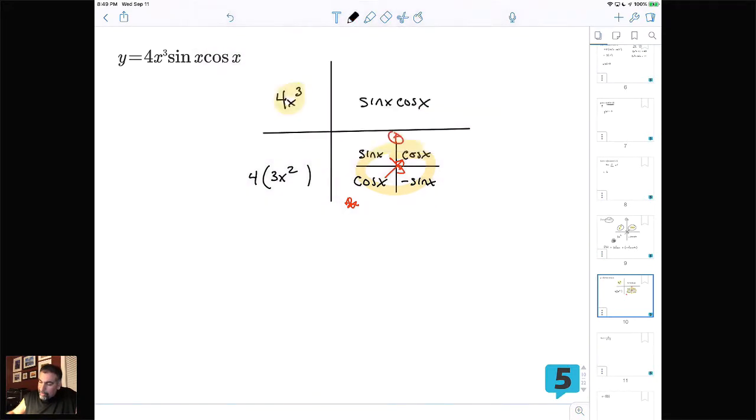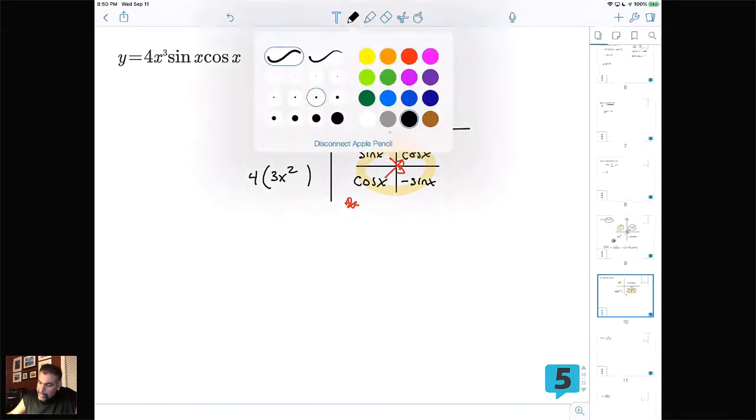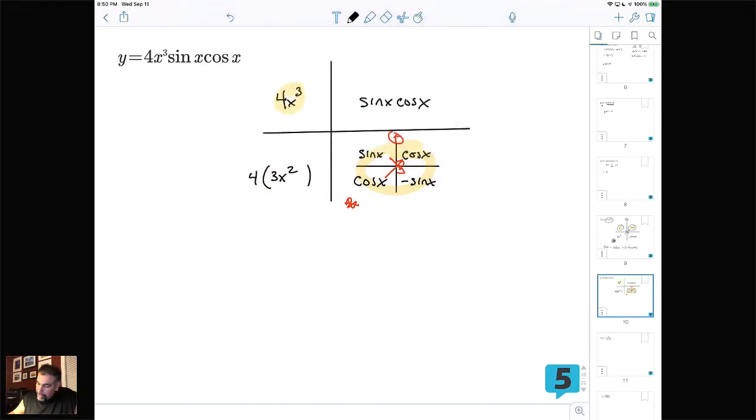Well, by doing that, all that's really going to do is give us the answer to this bottom box. So it's going to be cosine times cosine, which is cosine squared x.